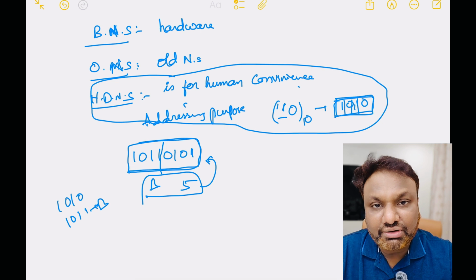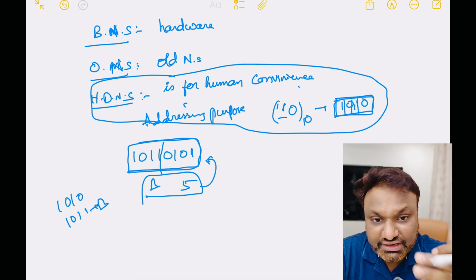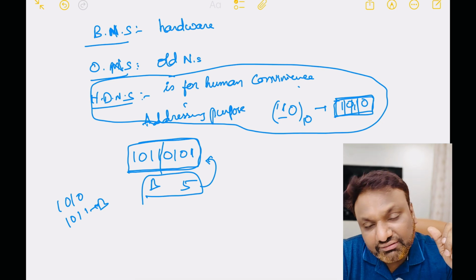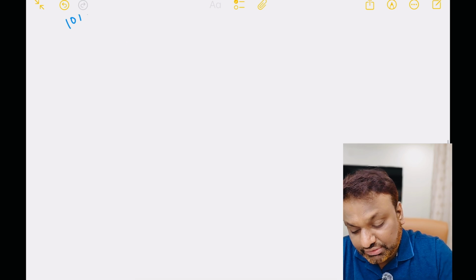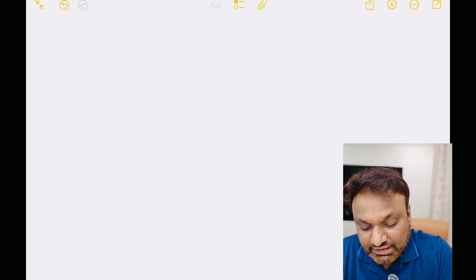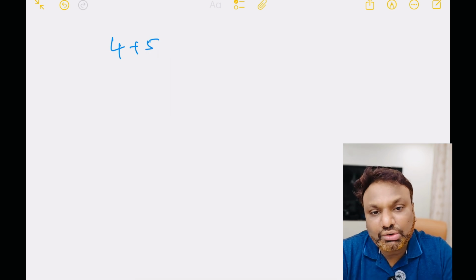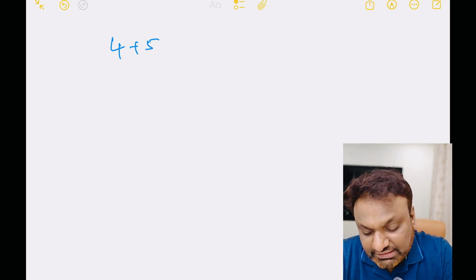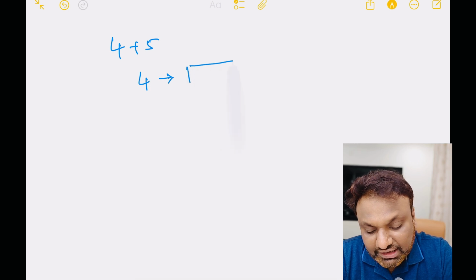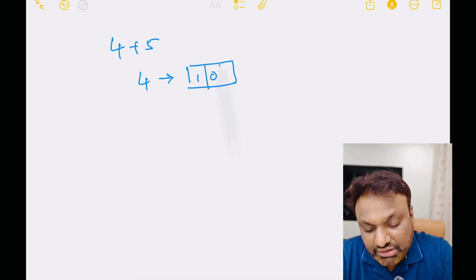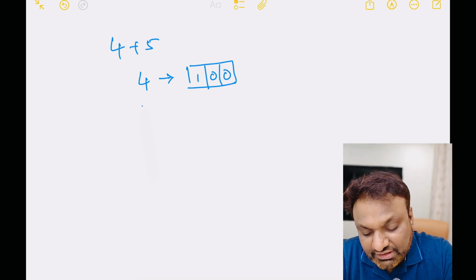In the next lecture, we will have the conversions between the different number systems. Why do we need conversion? Suppose I want to perform the operation 4 plus 5 in decimal. You will open your decimal calculator and press 4. Then my hardware converts this 4 to binary, the representation is 100. That means you are converting a decimal number to a binary number, right?